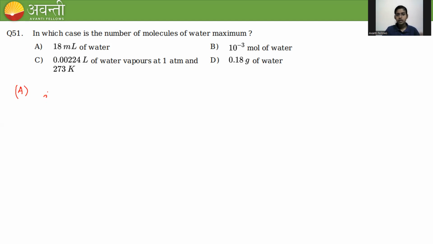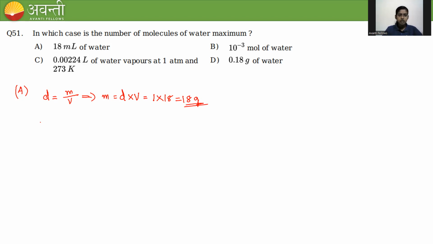And we know that density is equal to mass by volume, right? From this, mass is equal to density into volume. The density of water is 1, and the volume given is 18 ml. So the mass of water is 18 grams. So 18 ml of water contains 18 gram of water.